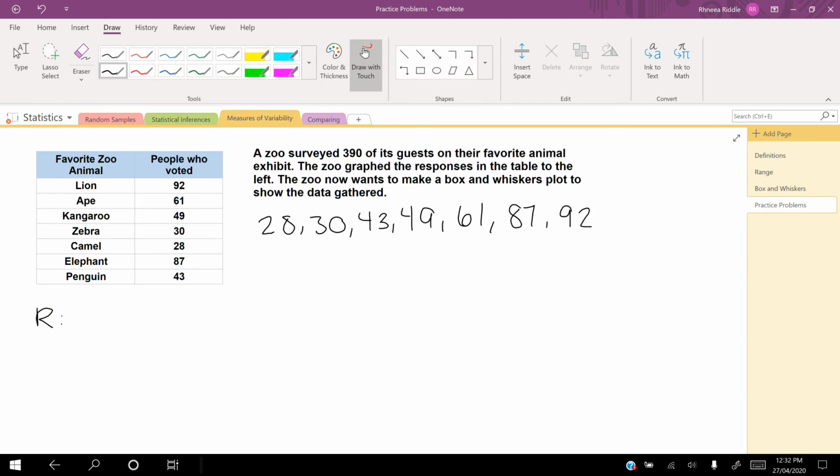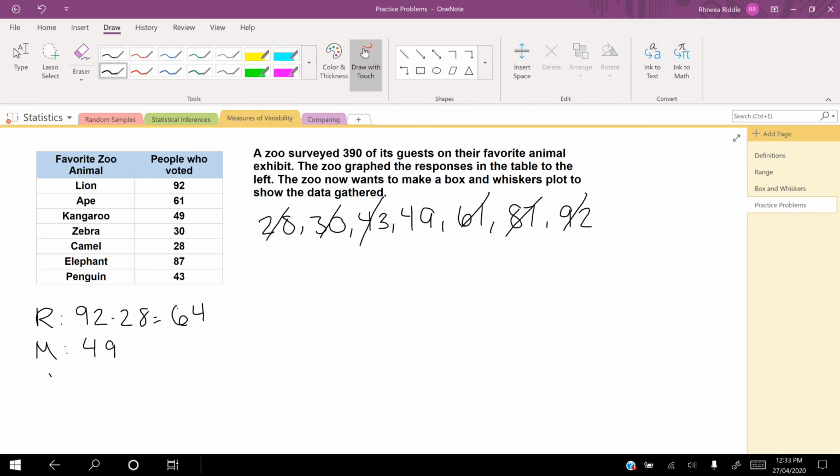number subtracted by the smallest number, so 92 minus 28, which gives us 64. And then we're going to find the median. So crossing off 28 and 92, 30 and 87, 43 and 61, leaving us with 49.